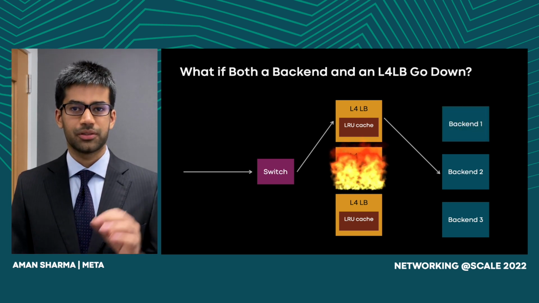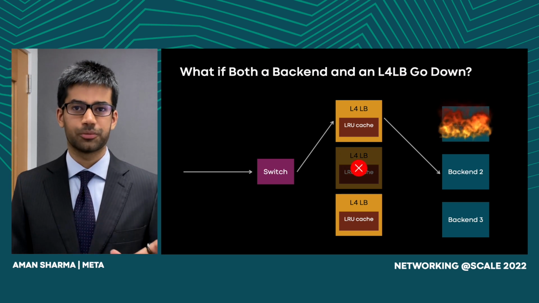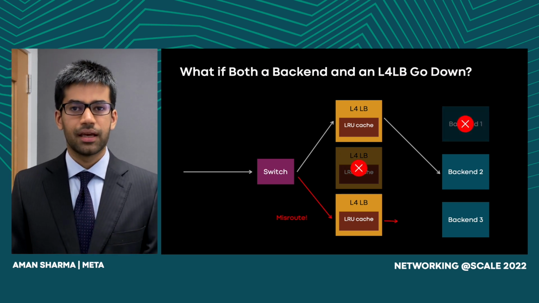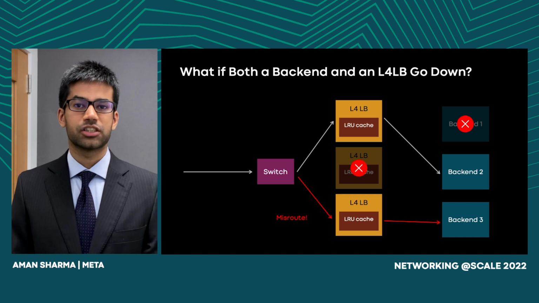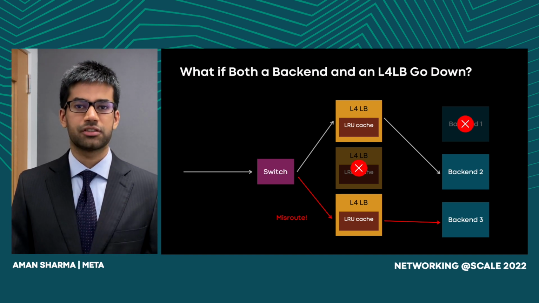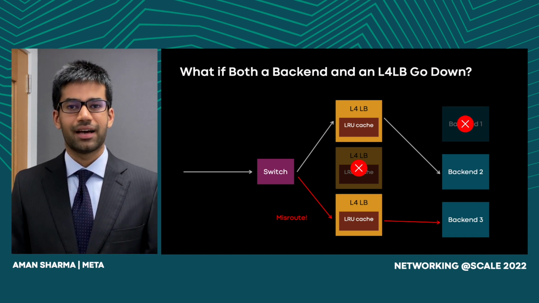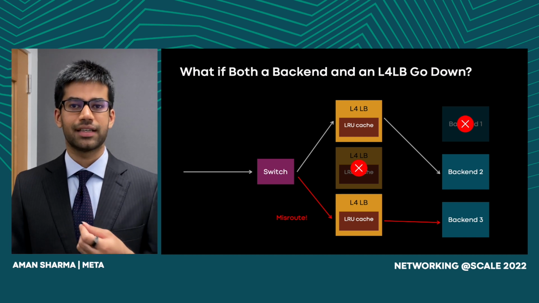Now, let's come to the more interesting scenario in which both a backend and a layer 4 load balancer go down. In this case, what could happen is that the switch could decide to send packets for this connection to a different load balancer. And since the hash ring has changed and this load balancer doesn't have the state for this connection, it could decide to send these packets to a different backend.